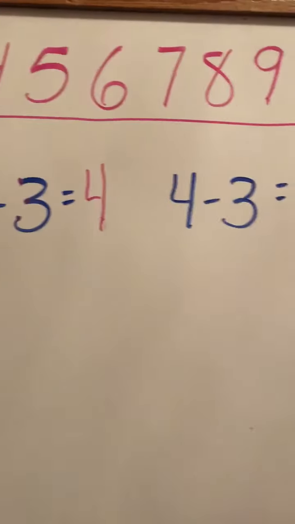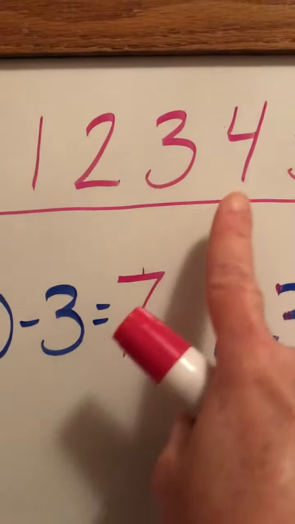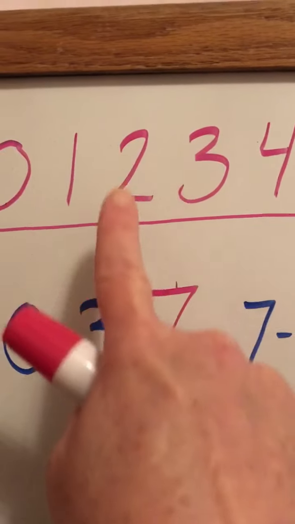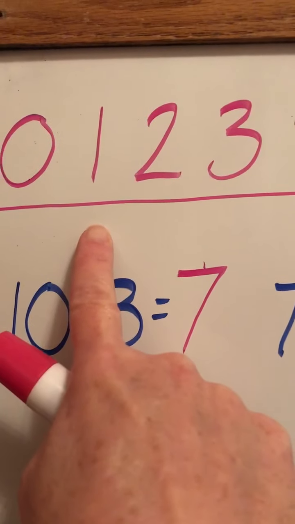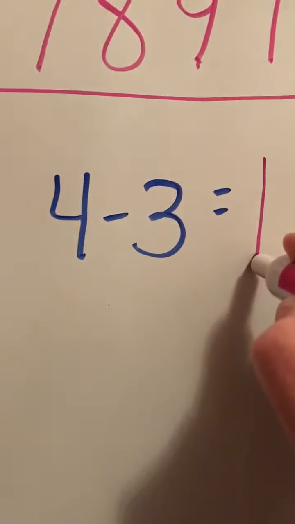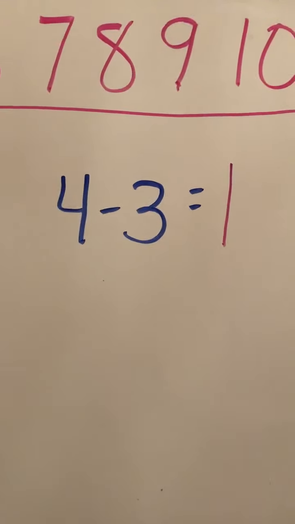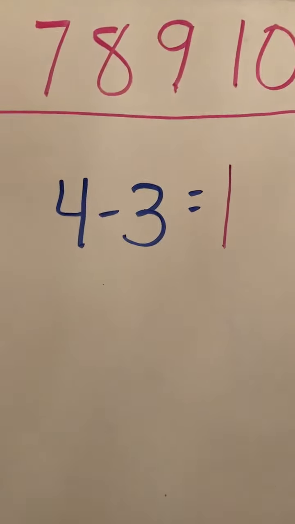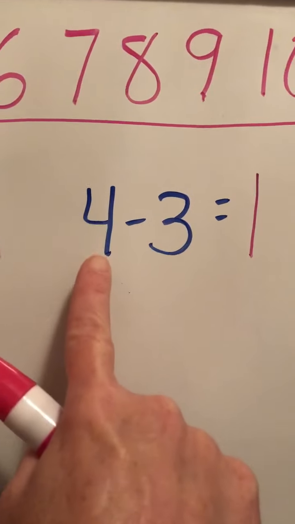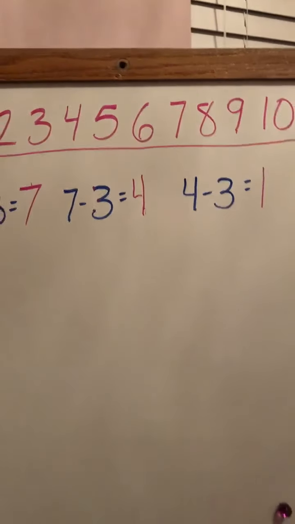Okay, all right, let's do 4 minus 3. Let's go over to the 4. We're going to count back 3. Here we go. 3, 2, 1. What is 4 minus 3? 1. Excellent. You know that 4 minus 2 is 2. So 4 minus 3 is 1. And 1 plus 3 equals 4. And that is how we figure out our subtracting 3 facts.